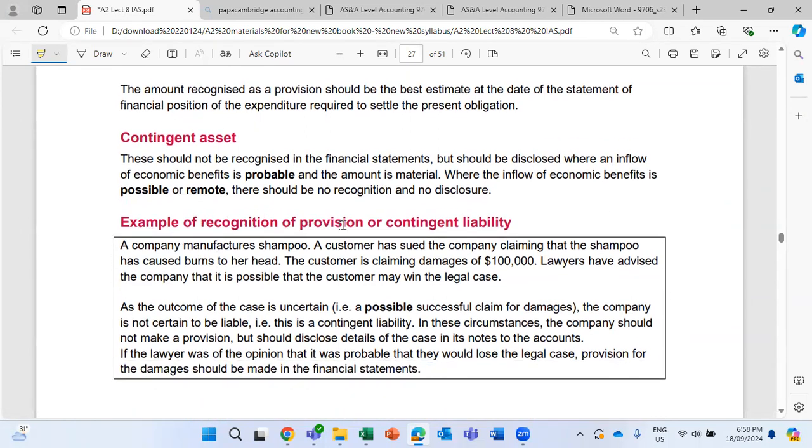Example of recognition of provision or contingent liability. A company manufactures shampoo. A customer has sued the company claiming that the shampoo has caused burns to her head.